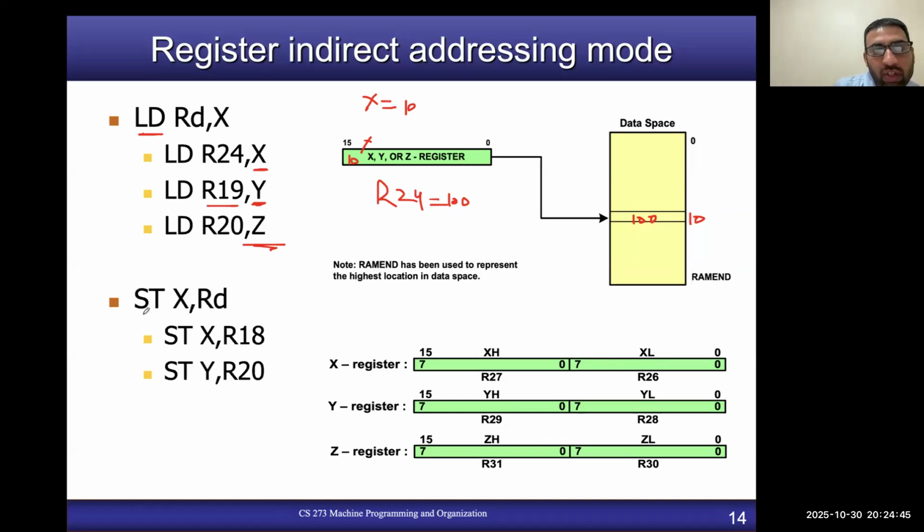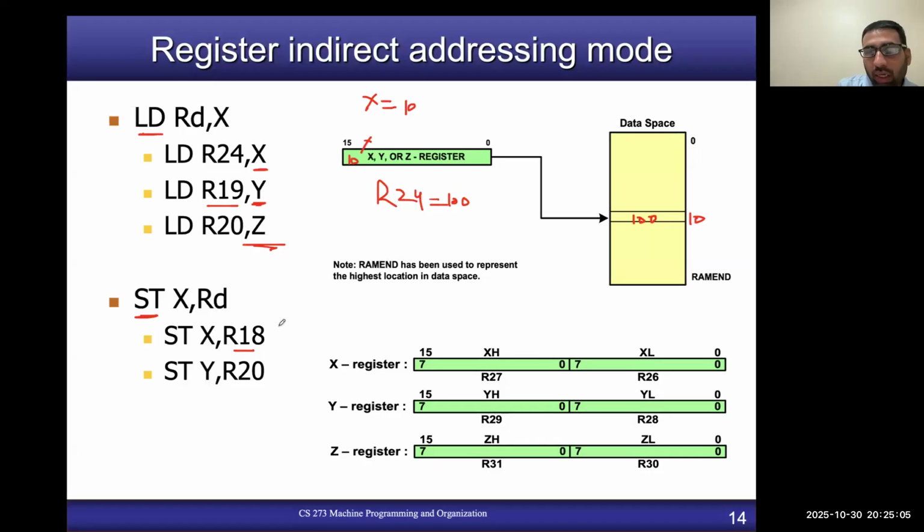The complementary instruction is the store instruction. Again, the thing is the same here. For example, when you say store X, R18, you are saying get the value of R18 and store it in the memory which is pointed to by the value of the register X.